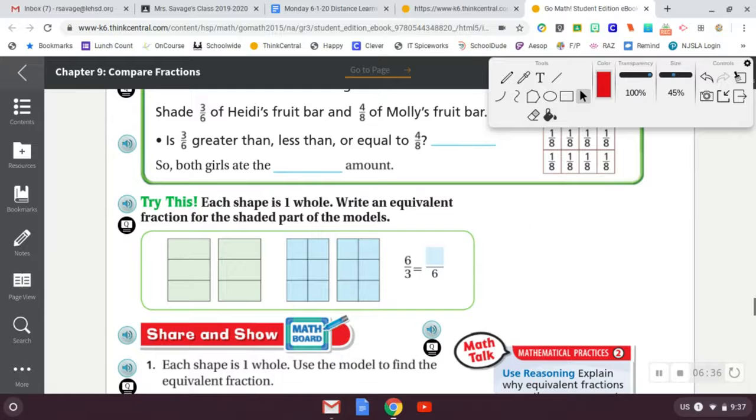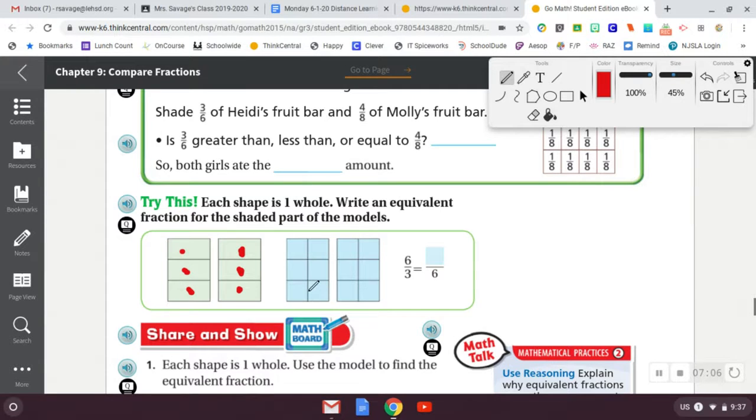Okay, so here's the kind of activities you're going to have. Each shape is one whole. Write an equivalent fraction for the shaded part of the models. Now we're getting into fractions greater than 1. So here's one whole. So my denominator is 3 for this fraction. I'm going to put a dot in each one of these. They're each thirds: 1/3, 2/3, 3/3, 4/3, 5/3, 6/3. That's where this fraction comes from.